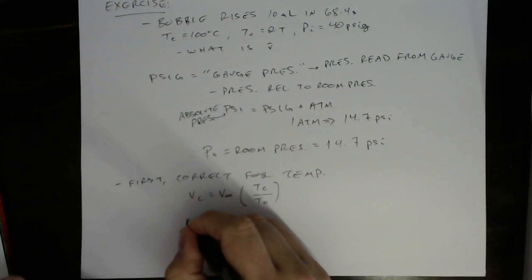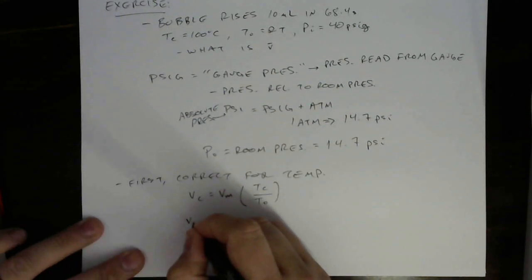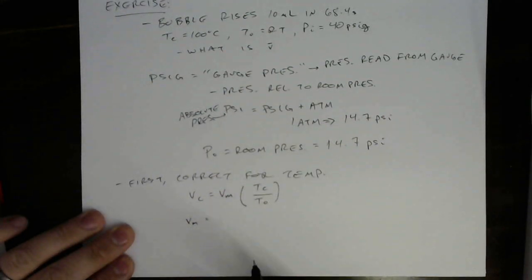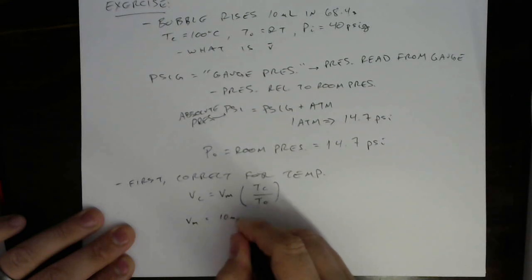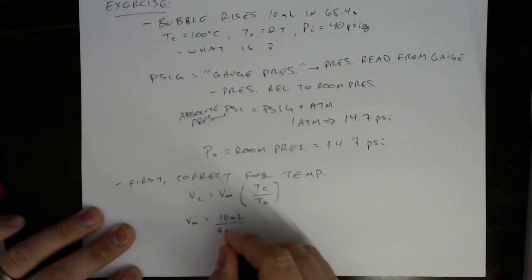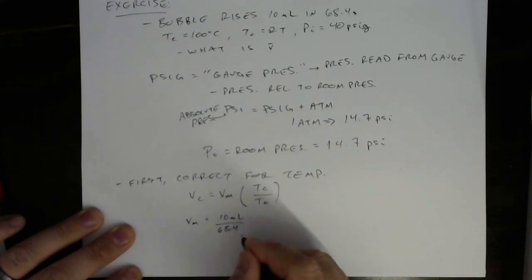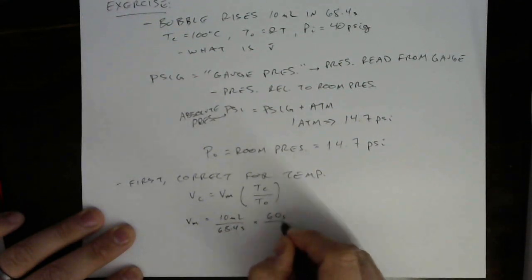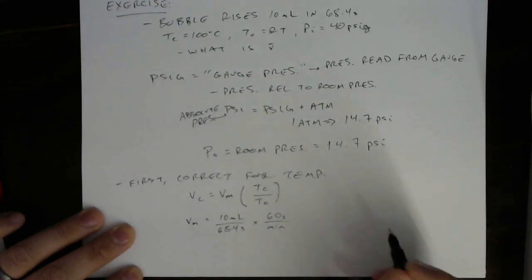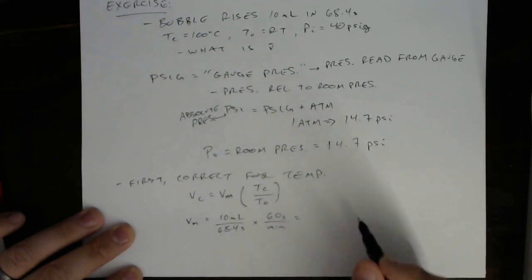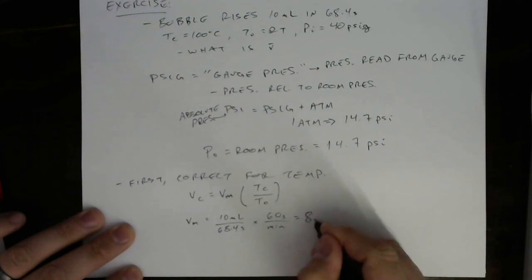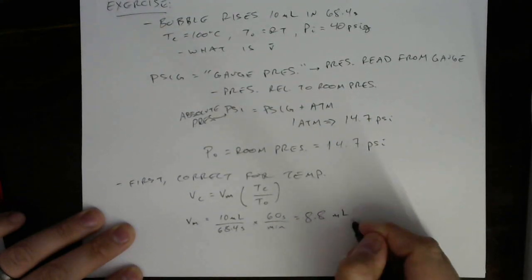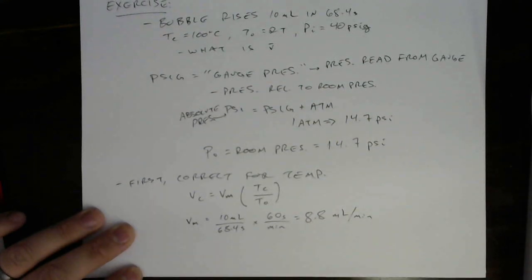So VM is going to be 10 mils over 68.4 seconds. We're going to put that in mils per minute, so let's say there's 60 seconds in a minute. Just plug and chug, that gives us 8.8 mils per minute. All right, so we have a VM.